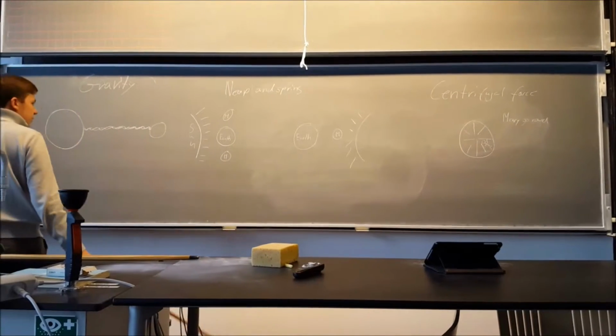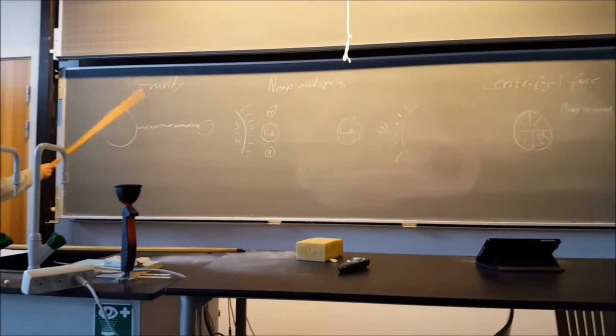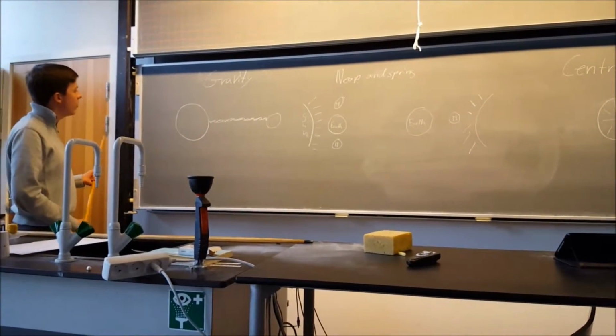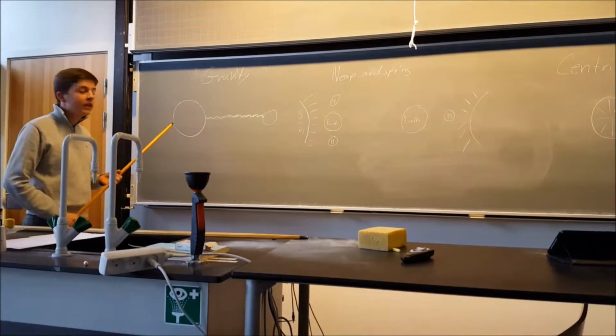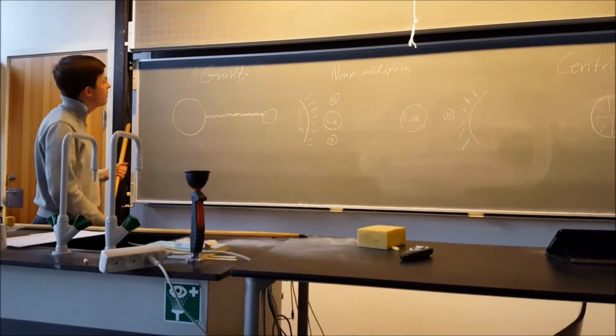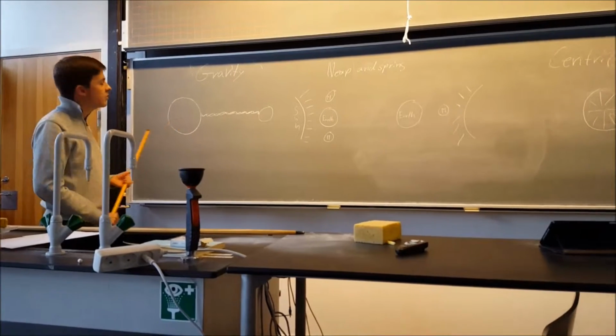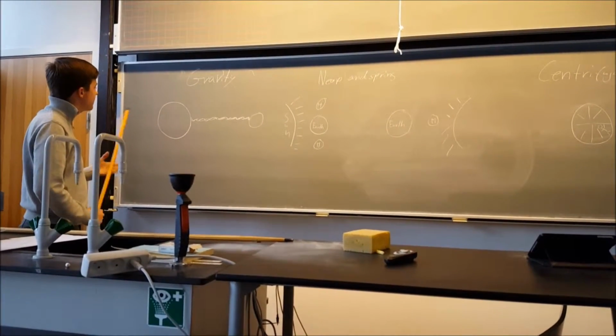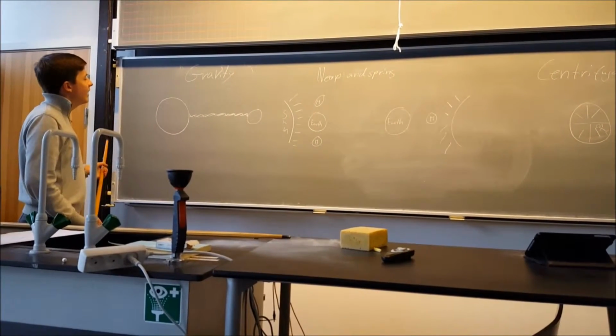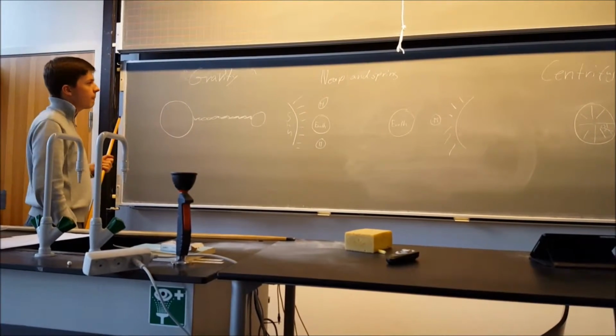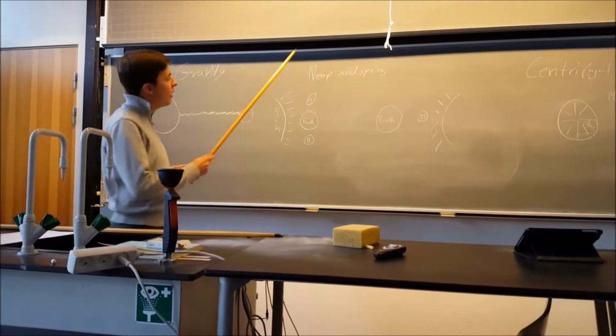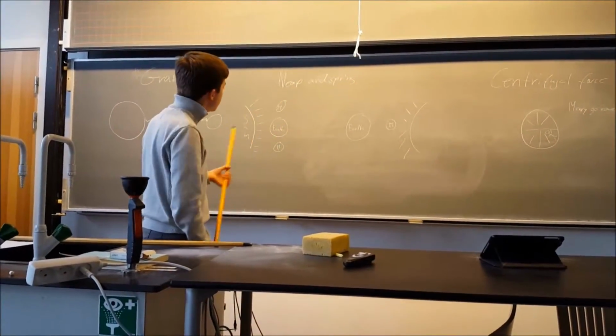Our third term is gravity, and it is the force by which all matter with energy attracts each other. It was discovered by Sir Isaac Newton, and the more mass an object has, the greater a gravitational pull it has. Our fourth and fifth terms are neap and spring tides.